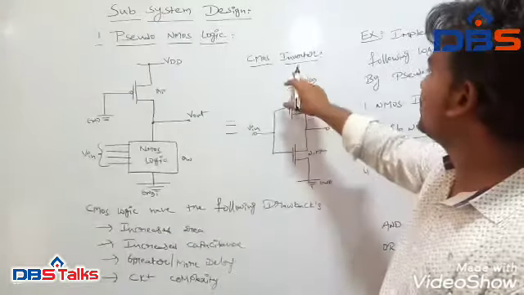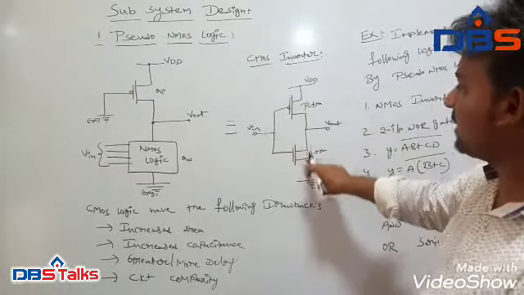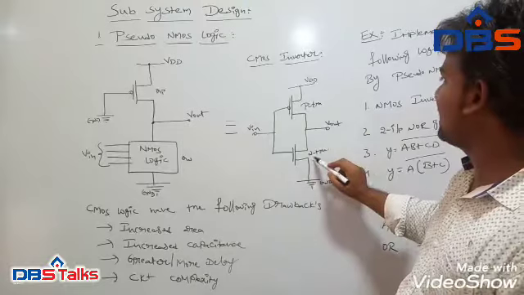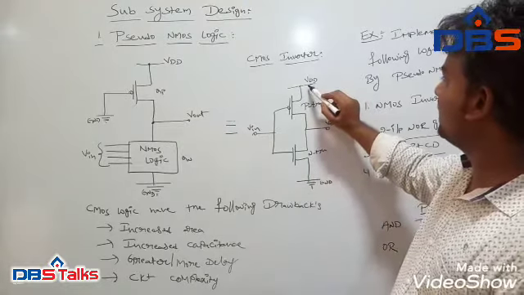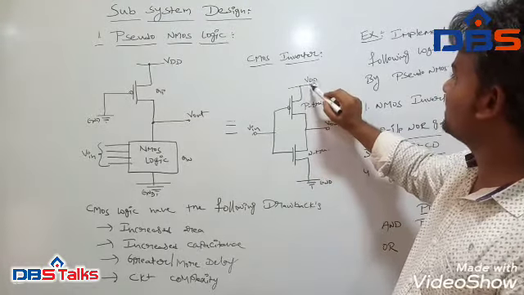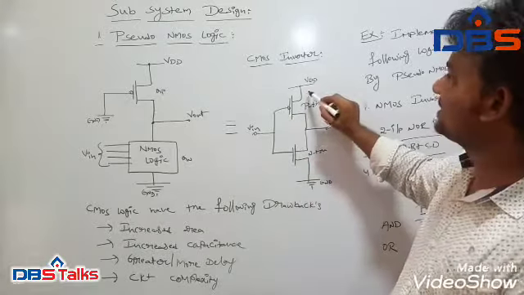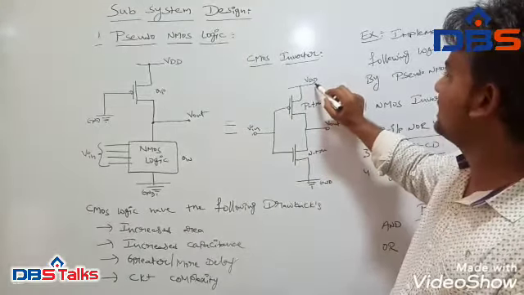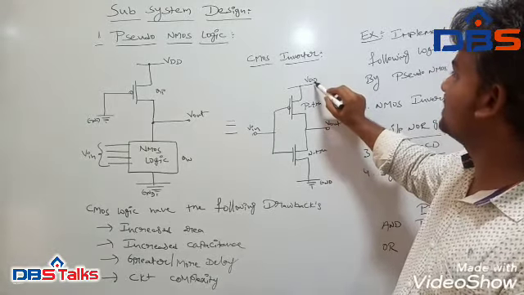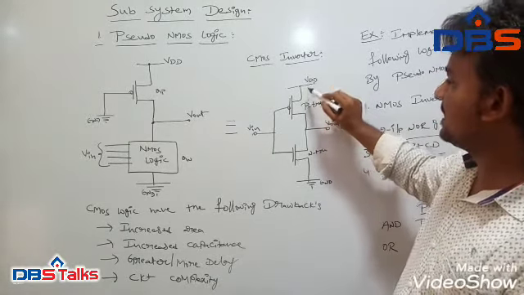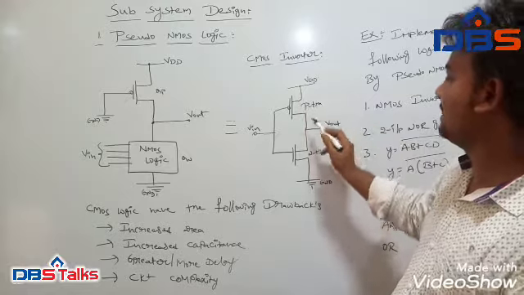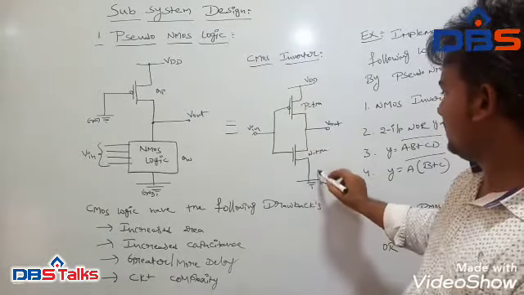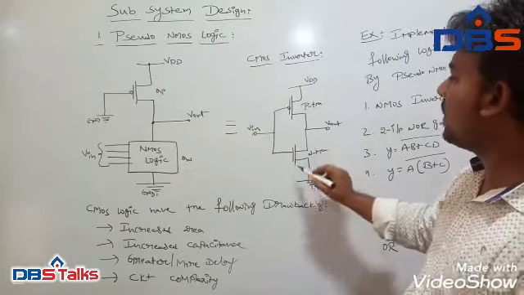The CMOS inverter consists of two types of transistors: the P-type transistor and the N-type transistor. At the top, the P-type transistor is the pull-up transistor, connected to the power supply, called the drain voltage. The substrate is grounded for the NMOS, which is the pull-down transistor.